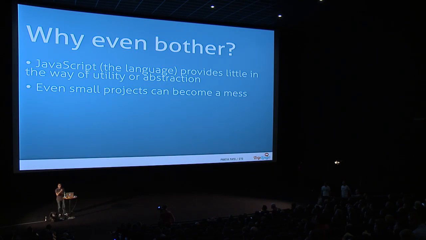So, typical question is, why even bother using a framework? Well, there are two basic reasons, and you probably know these two. Number one, JavaScript provides little in the way of a utility or abstraction. In the Java world, we have static typing, and we have this recipe that we follow for building applications at the code level. But in JavaScript, we don't have that. And the first pattern we'll talk about, the namespace, we'll see that even the basic constructs are sometimes missing in JavaScript. And what happens is even small projects can become a mess very quickly if we're not careful.